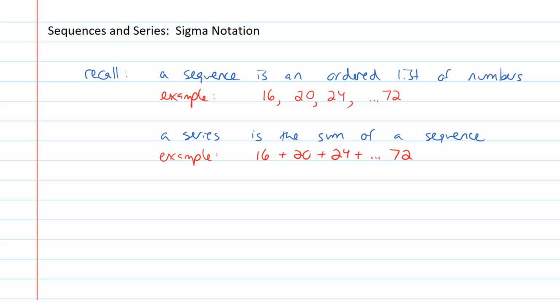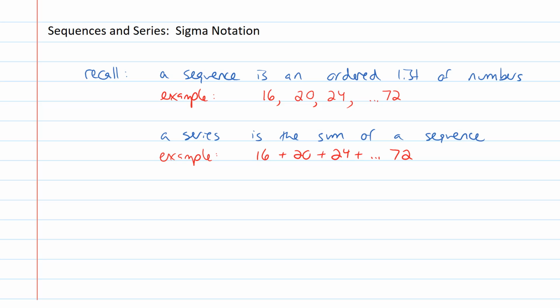And you can see that this one has an adding pattern: to get from 16 to 20 we add 4. Similarly, we add 4 to get to 24 from 20. And we stop eventually at the number 72.